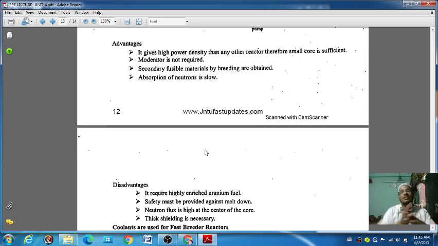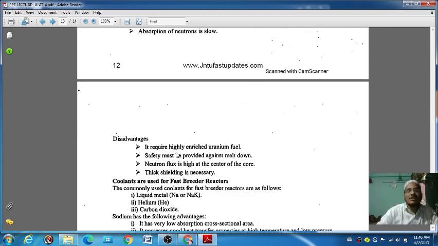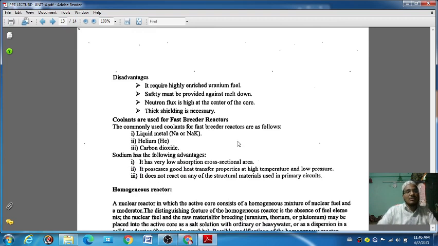Here we can see the advantages. It gives a higher power density than other reactors, so a small core is sufficient. The best advantage of the fast breeder reactor is that the power density is at a high level. There is no moderator required. Secondary fissile material is obtained by breeding. Absorption of neutrons is at a low level. This is the advantage compared to other reactors. You can see the similarities and differences between these reactors.